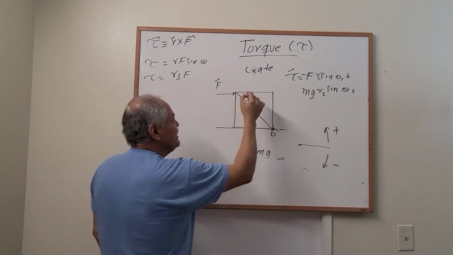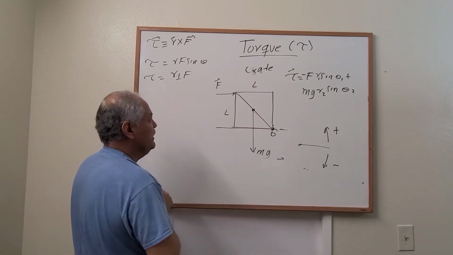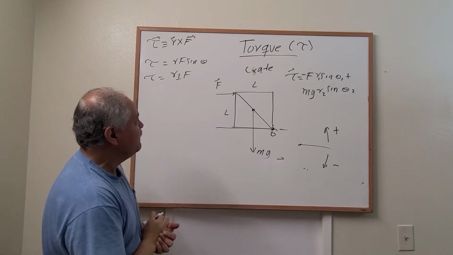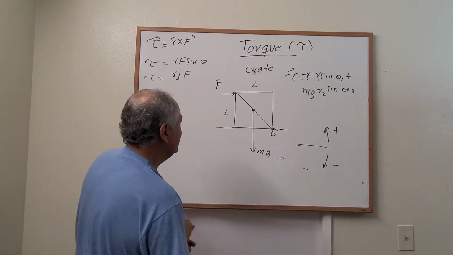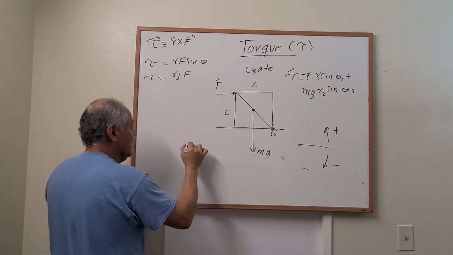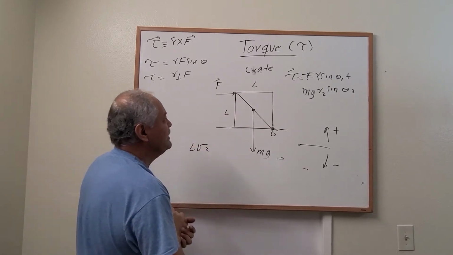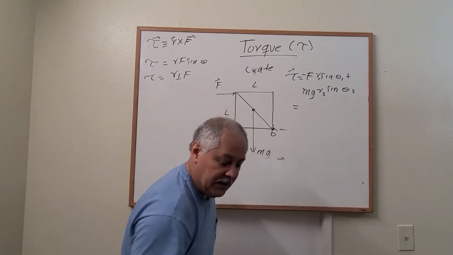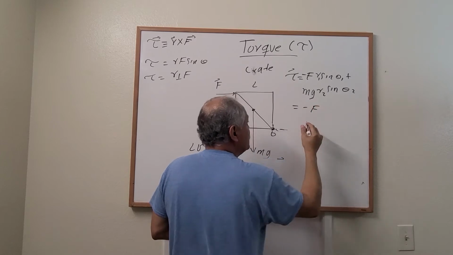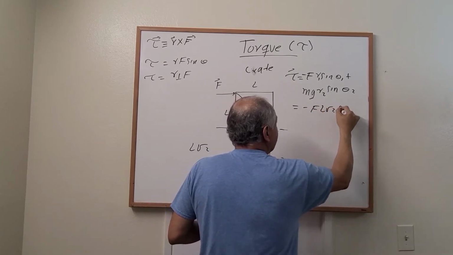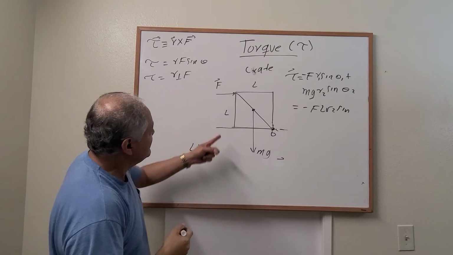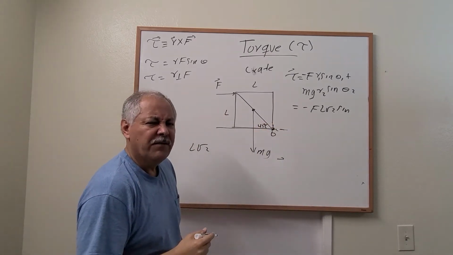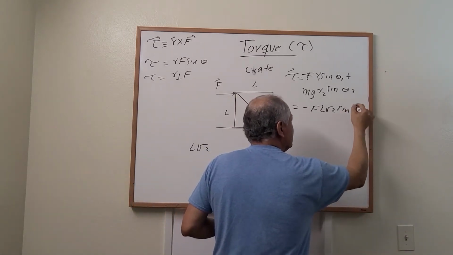Imagine this is a square, this is L, and L right here. So the magnitude is going to be L square root 2. This distance is L square root 2. Perfect. Now let's continue. This is equal to negative force F, L square root 2, sine of what angle in this case? Well, the angle is 45 degrees. Sine 45 is 1 over square root 2.